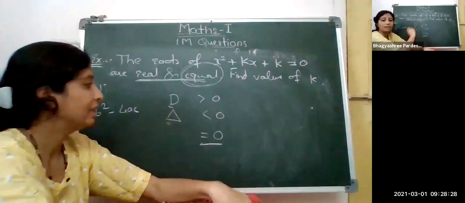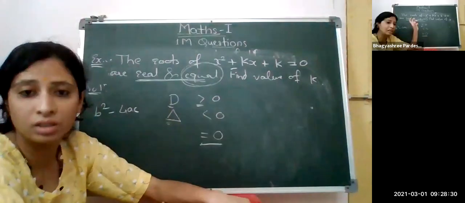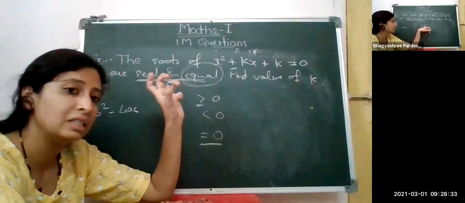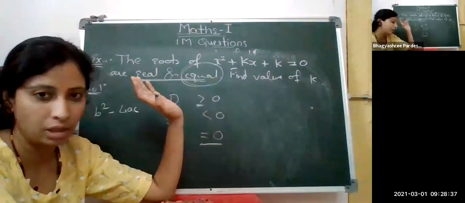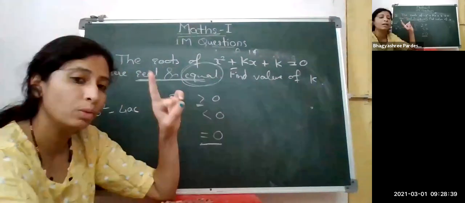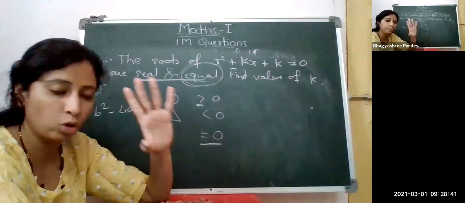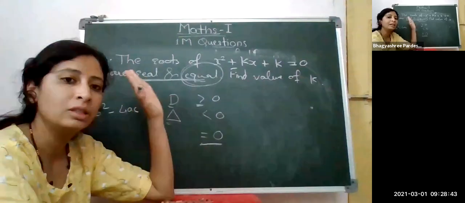That means greater than or equal to 0. So if it is asked that the roots are real and unequal, then it will be greater than 0. And for real and equal, it will be equal to 0. Again, remember one more thing. In most question papers, the question is roots are real and equal only.